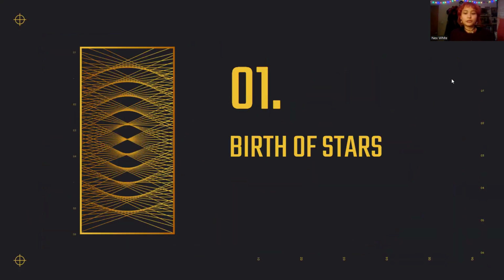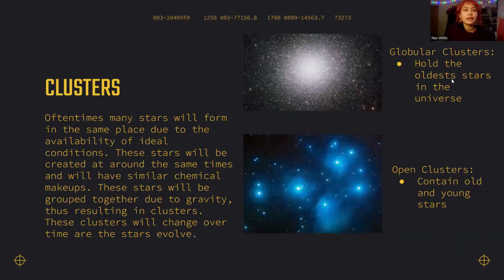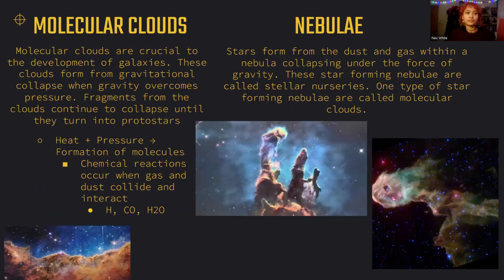So, first, we will be going over the birth of stars. Stars can come from clusters. This is due to the availability of ideal locations. Clusters can come in two types, globular clusters and open clusters. Globular clusters contain some of the oldest stars in the universe, while open clusters contain young and old stars.